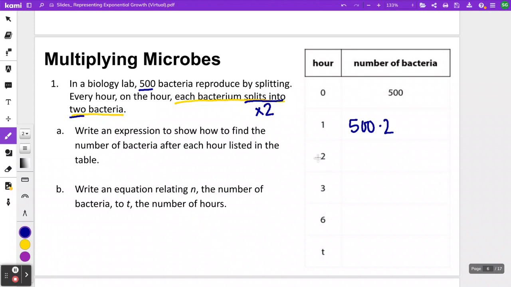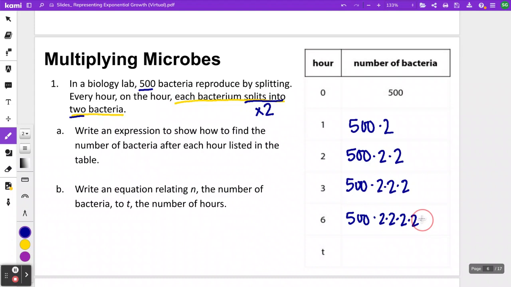All right, for hour 2, I'm going to be taking those 500 bacteria, and they're splitting once and splitting twice. For hour 3, I'm taking those 500 bacteria, and they're splitting once, twice, 3 times. When I get down to hour 6, notice there's that jump there. I'm taking the 500 bacteria, and they're splitting 1, 2, 3, 4, 5, 6.